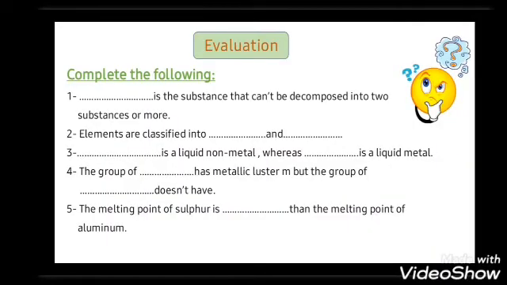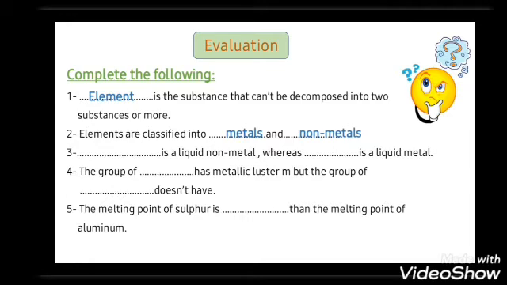Let's solve this evaluation. Complete. Number 1, a substance that can't be decomposed into 2 substances or more is an element. Number 2, elements are classified into metals and non-metals. Pay attention, if I say elements are classified into natural and artificial elements, this is wrong. Not correct. Elements are classified into metals and non-metals.